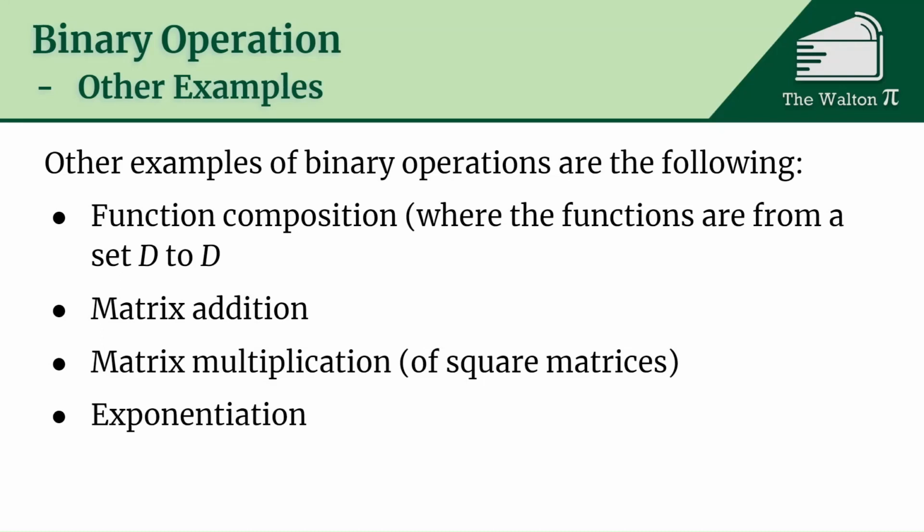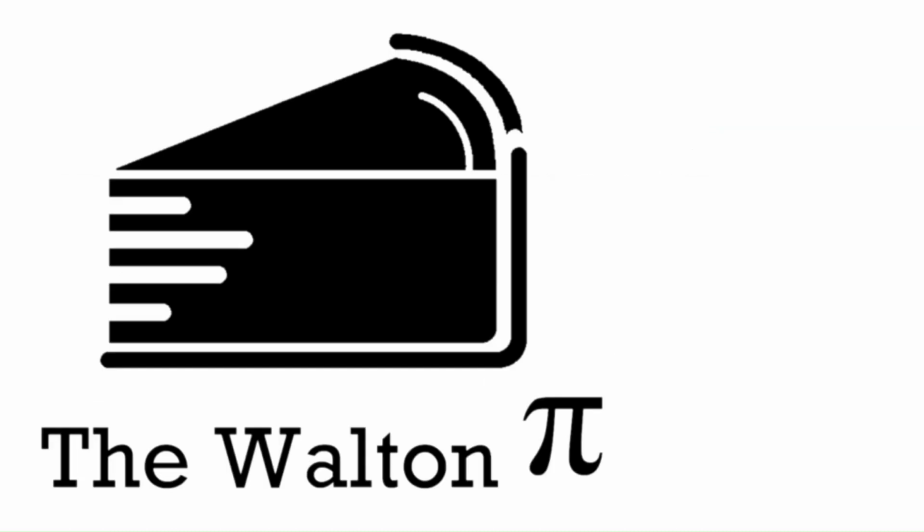Exponentiation. For example, 3 to the 6, I can do that. That's combining the number 3 and the number 6, and I get out a number, which I believe is 729. So exponentiation is an example of a binary operation. And there are so many more. I can't list them all. It's too many. But I hope this cleared up what it means for something to be a binary operation.